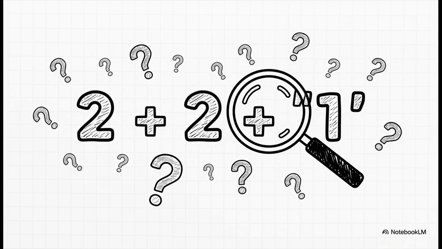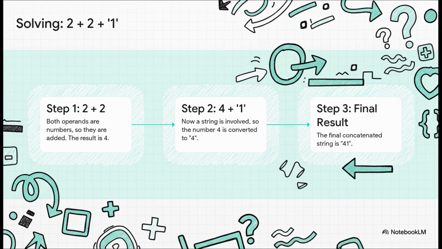Okay, so you see how that works. But what if we just change the order? I mean, does it really make a difference? Let's take a look at what happens when the string is at the end of the line instead of at the beginning. And yep, order matters a lot.